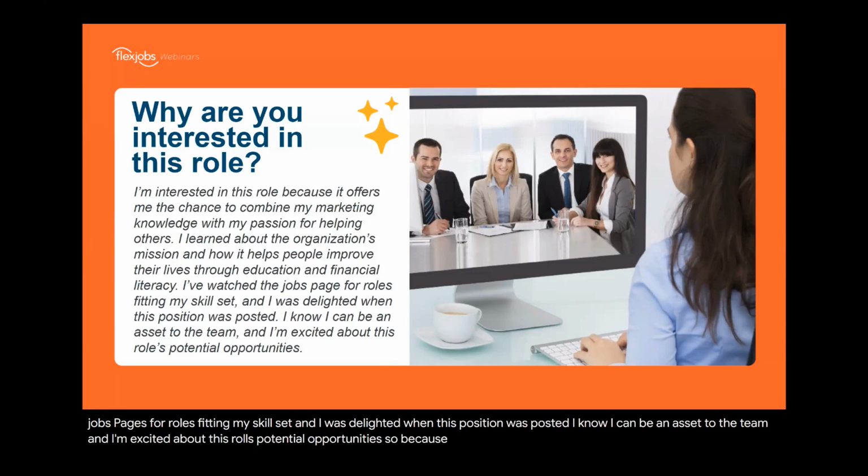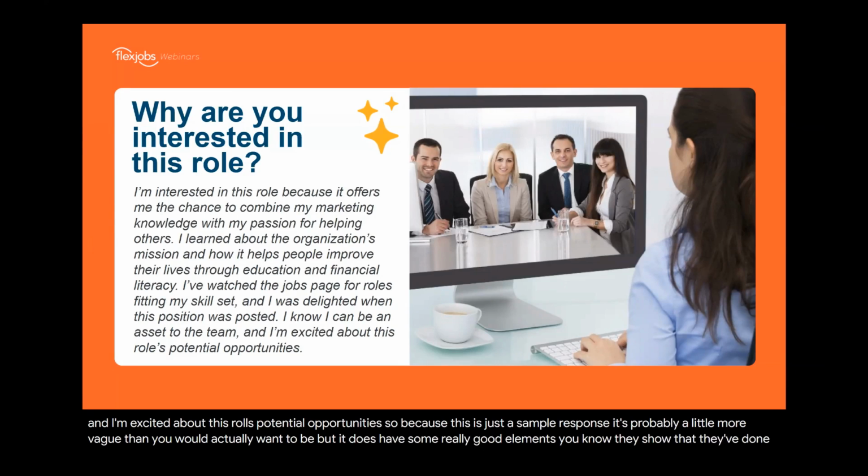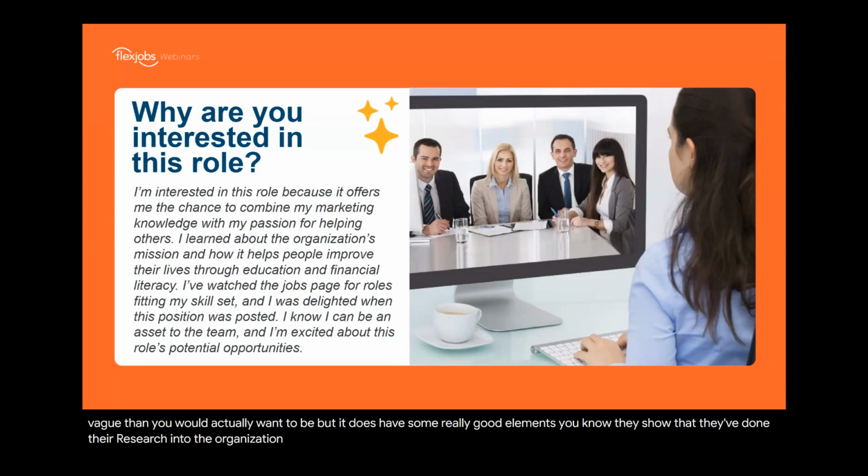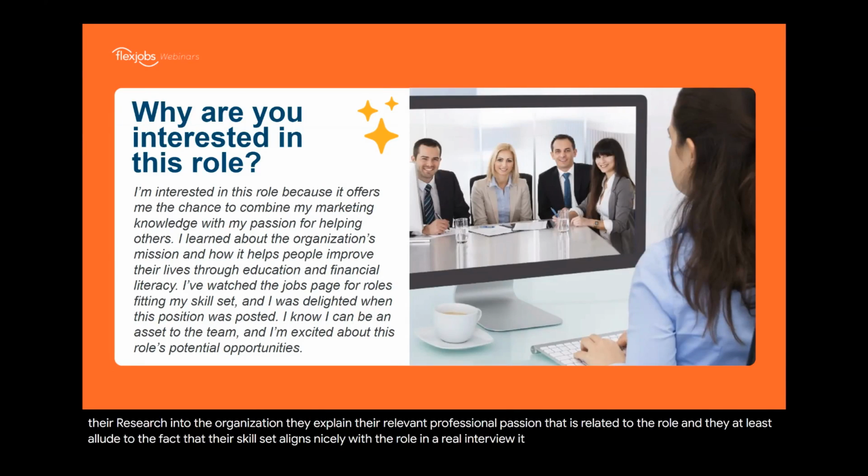So, because this is just a sample response, it's probably a little more vague than you would actually want to be, but it does have some really good elements. They show that they've done their research into the organization, they explain their relevant professional passion that is related to the role, and they at least allude to the fact that their skill set aligns nicely with the role. In a real interview, it'd be a good idea to give an actual example or two of this alignment, but again, this is just a sample.